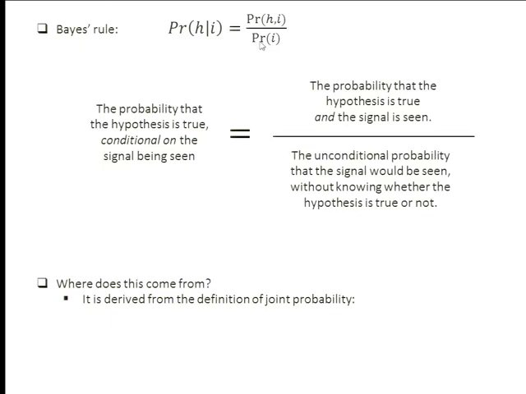And then you back out of that the formula for the probability of the hypothesis, it's rainy, given the signal that it's cold. And it's this. And it's always the same. It's always this. It's the joint probability of the hypothesis and signal happening at the same time divided by the unconditional probability of seeing the signal under any conditions.